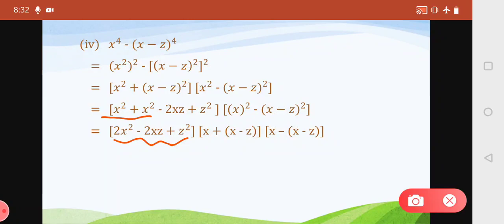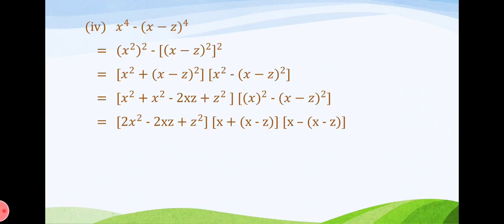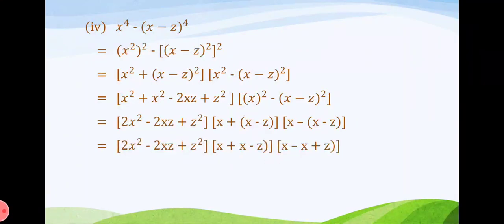So we will get x plus x minus z in the first bracket, and in the second bracket we will get again x minus z. So we will get 2x square minus 2xz plus z square into x plus x minus z, and the third bracket x minus z. Now first we have to write in brackets, then we have to remove the brackets. Now let's remove the brackets and see.